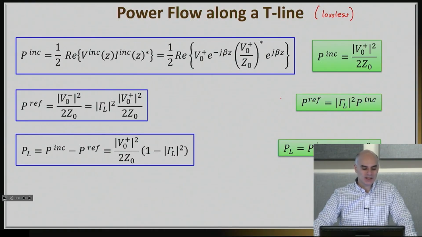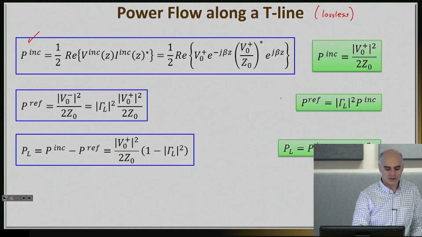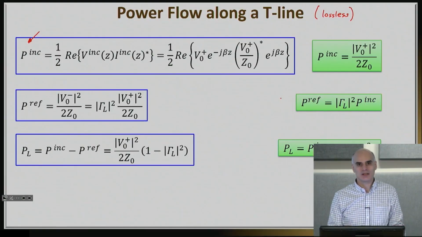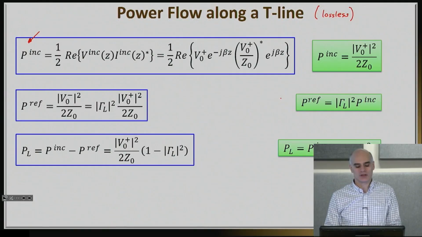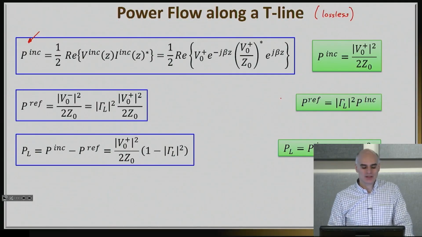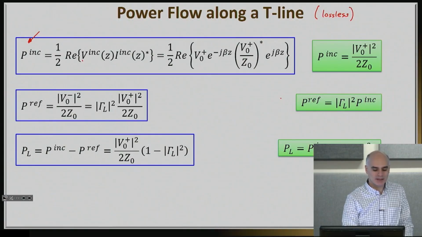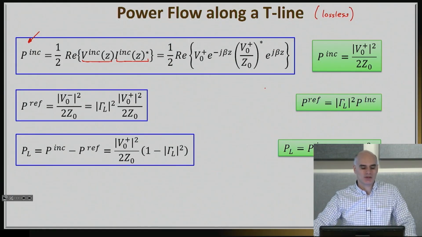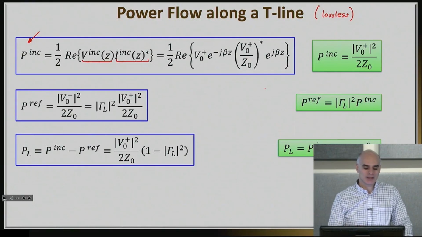So first I have written here the incident power in the transmission line, which is the power that the incident wave carries towards the load. So we know from basic knowledge of circuits that this can be found simply by multiplying the incident voltage with the complex conjugate of the incident current and then dividing by 2. Here I'm assuming, of course, that I'm talking about amplitudes and not RMS values. If we were talking about RMS, that 2 would have gone away.